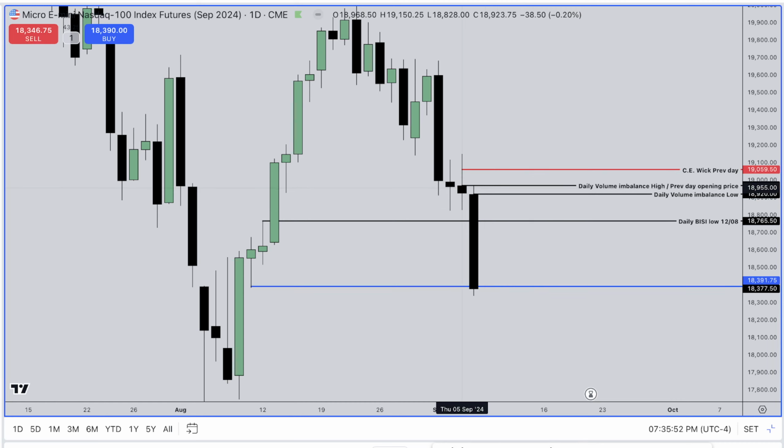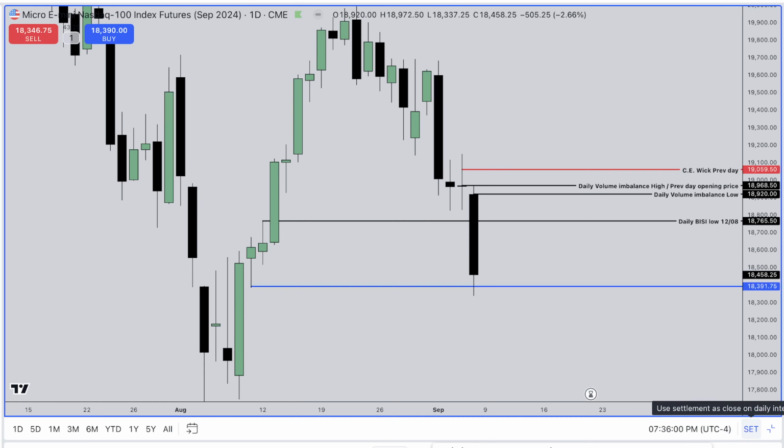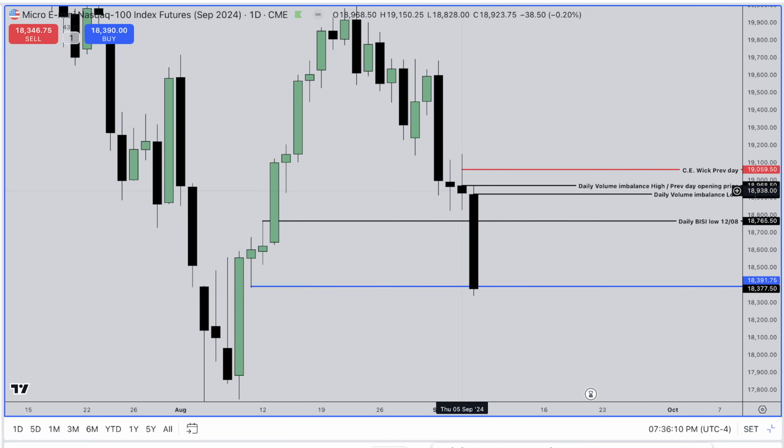The other specific price point is the daily volume imbalance high. You might think that this doesn't look like a volume imbalance, but when we put on the settlement price, we could see that there was indeed a volume imbalance. This portion here, if we put on the settlement price, we can also see that it's the previous day opening price. This is the daily volume imbalance low. It's not that relevant for now, but we're going to leave it like that.